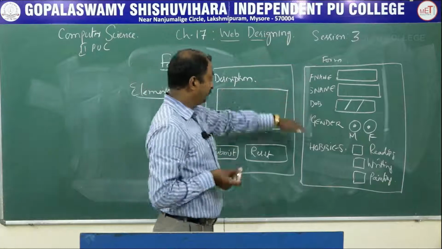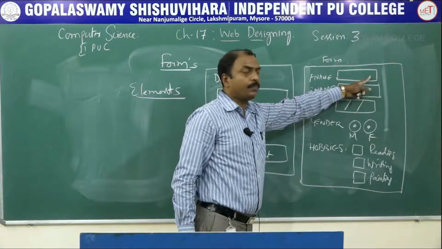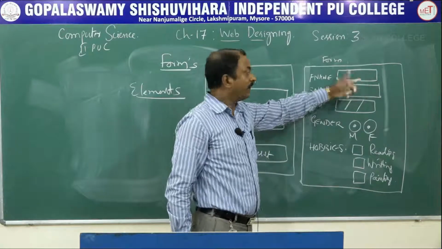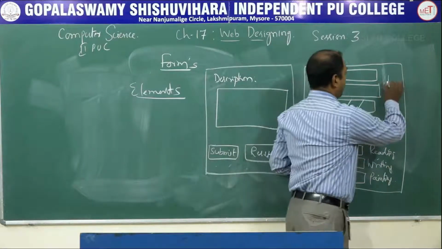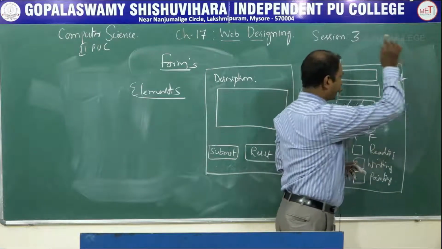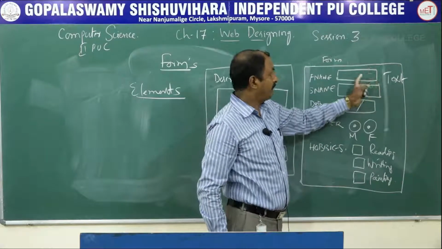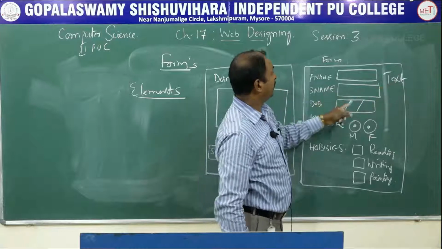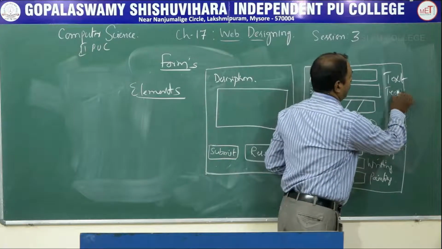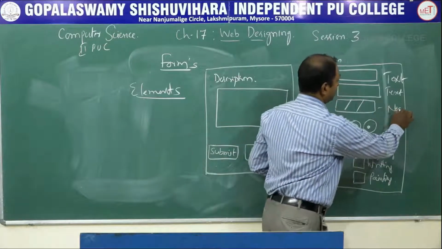If you look into that, this is one type of element or field where you are going to write your first name, your text value, isn't it? Suppose name, it consists of alphabets, alphanumeric characters. Similarly, this is also a text. And this is numbers.